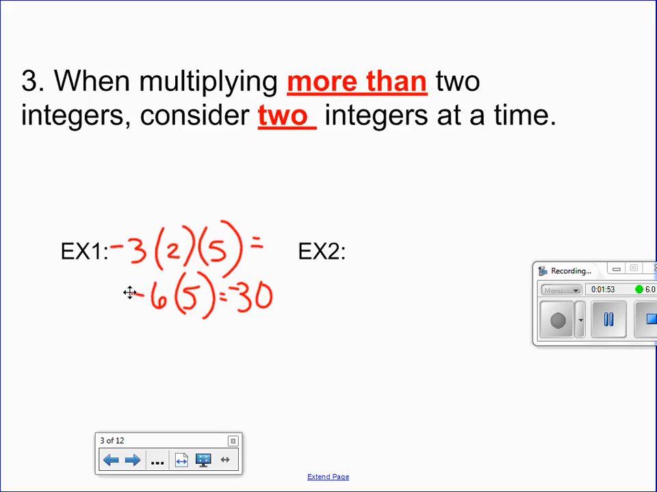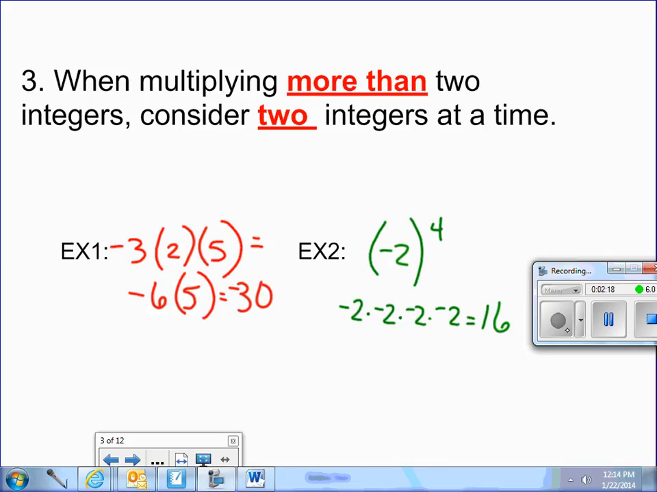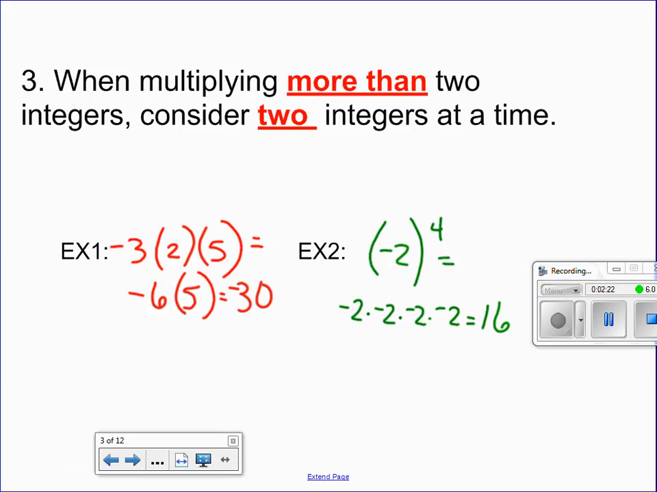The second example, I have negative 2 to the 4th power. Notice the negative 2 is to the 4th power. This would be the same as negative 2 times negative 2 times negative 2 times negative 2, which would be positive 16. So negative 2 to the 4th power is positive 16.